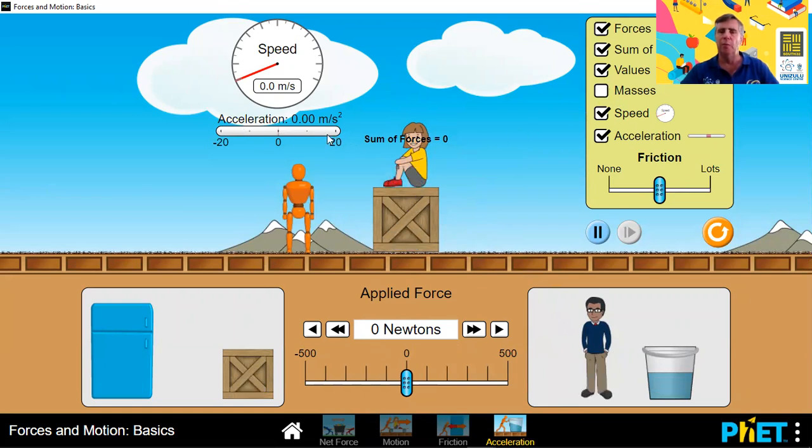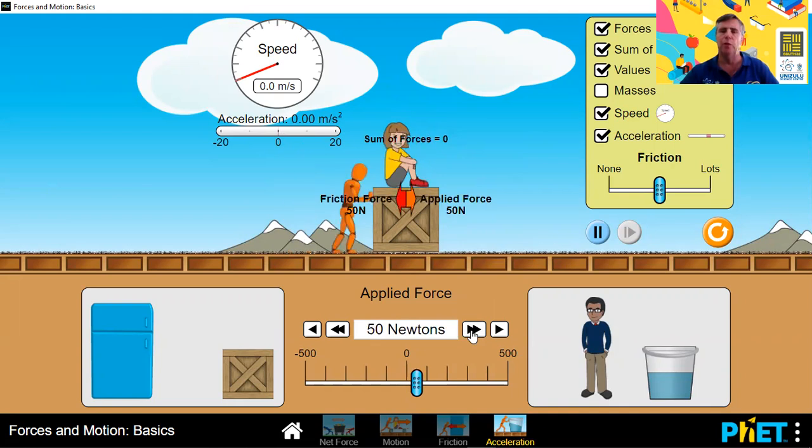We have an accelerometer, which will show whether it has a positive acceleration to the right or negative to the left. And we have a speedometer, which will show the speed of this object. At the moment, there's no applied force, there's no movement, there's no acceleration. Finally, we have set that there will be friction. You can see this is a rough surface, quite a lot of friction, but not so much that we can't move the object. So let me apply a force to the box.